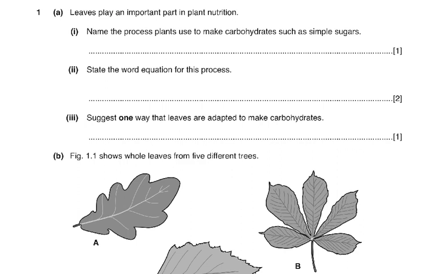Next question. Leaves play an important part in plant nutrition. Name the process plants use to make carbohydrates such as simple sugars. State the word equation for this process. Suggest one way that leaves are adapted to make carbohydrates. Please pause the video here, write your answers, and then look at the answers.